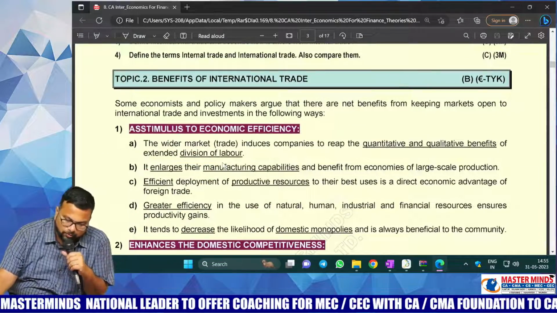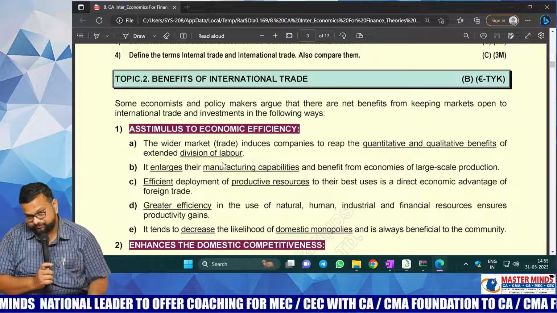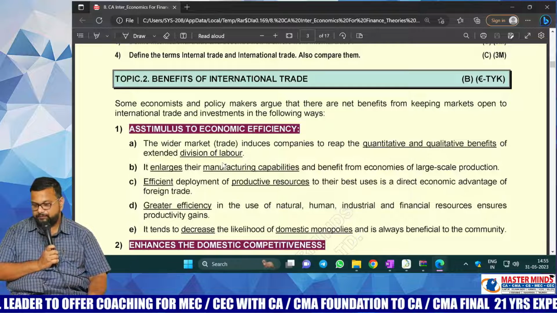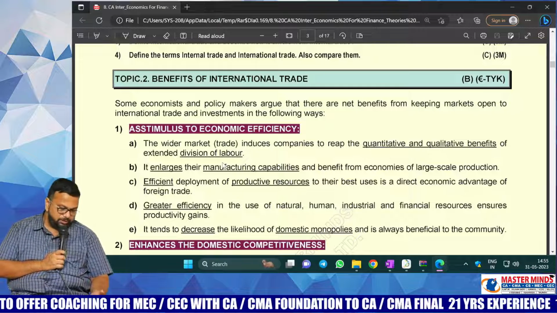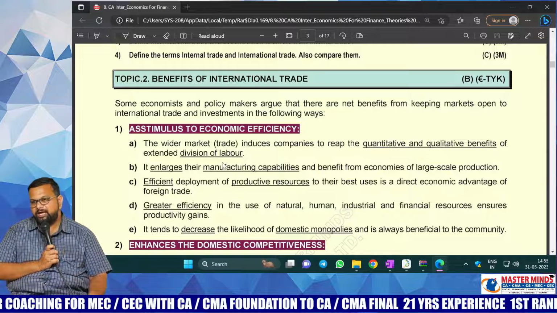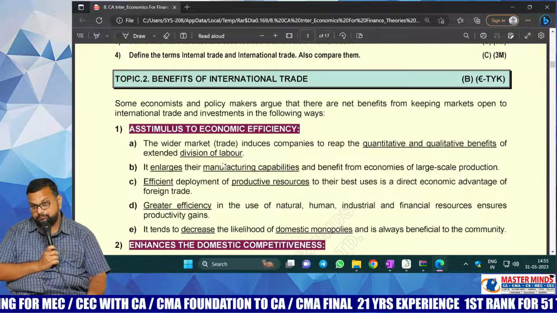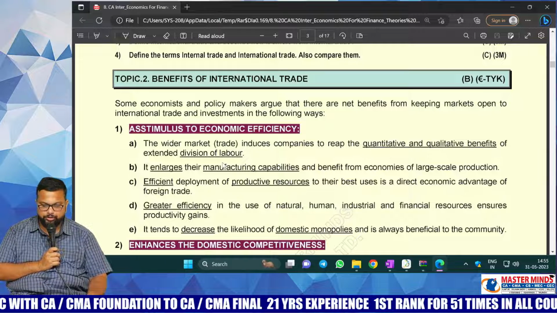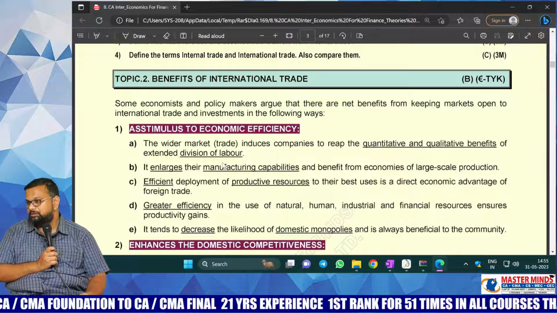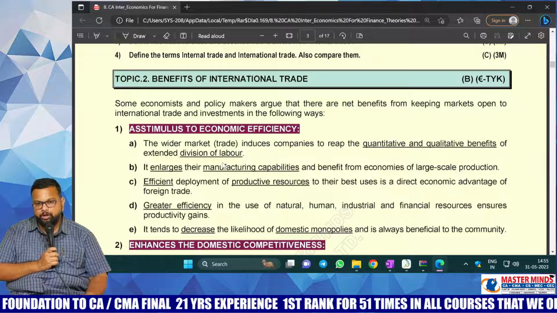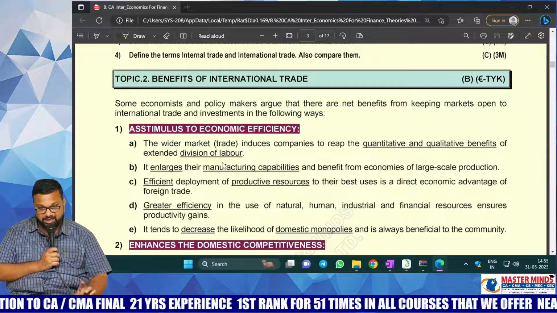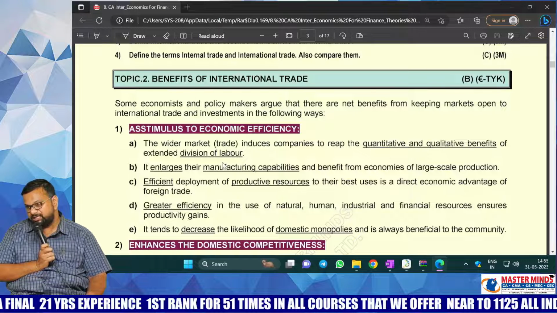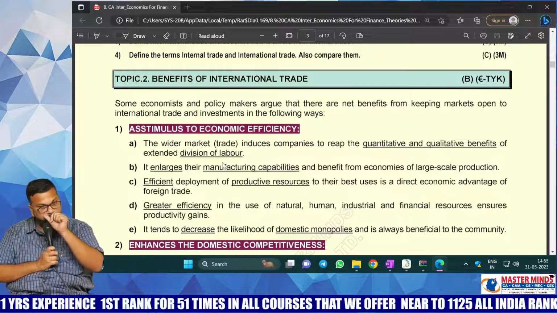So what are the arguments in favor of international trade? See, international trade means we're talking about exports and imports, right? When resources are not adequately available in the country, then it is better to import those resources from abroad. So when you import those resources from abroad, automatically availability of resources in the country will increase. When the availability of resources increases, productivity increases. When productivity increases, it leads to economic growth. That is one way of looking at it.